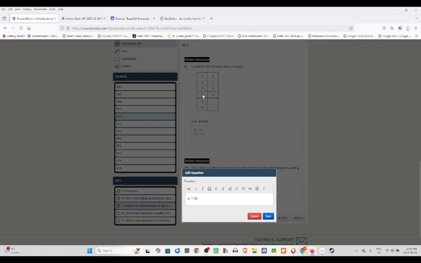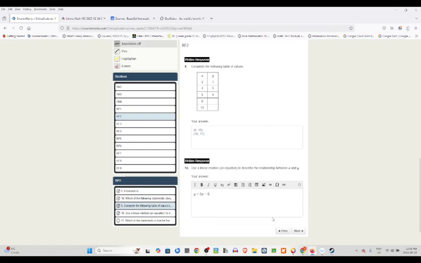9 minus 5 is 4. 6 minus 4 is 2. 4 over 2, that's 2. So it's 2x. If we step this back 2 more, it's going to go down 4. Our y-intercept is minus 3. That is the slope-intercept form.